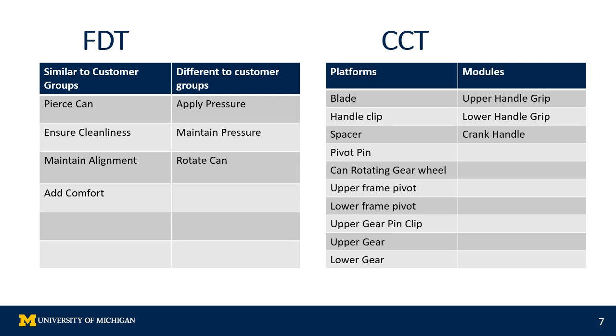We see in the function differentiation table what differs between customer segments in relation to functional requirements are the applying pressure, maintaining pressure, and rotating the can. These correspond in the component commonality table to the upper handle grip, lower handle grip, upper gear, lower gear, and the crank handle as modules.